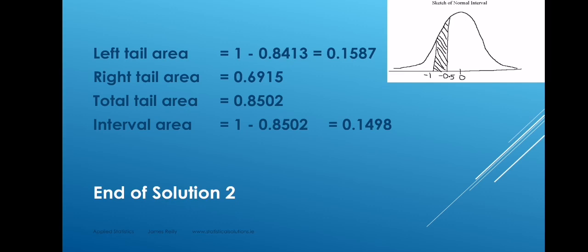That is the total area under the curve that is not included in the interval that we have shown by shading it in the diagram. And so if we subtract the total tail area from 1, we get the area that's not in the two tails, the area of the interval. And that gives us 0.1498 or 14.98%. So this is the probability that a man's height falls between 165 and 170 centimeters.